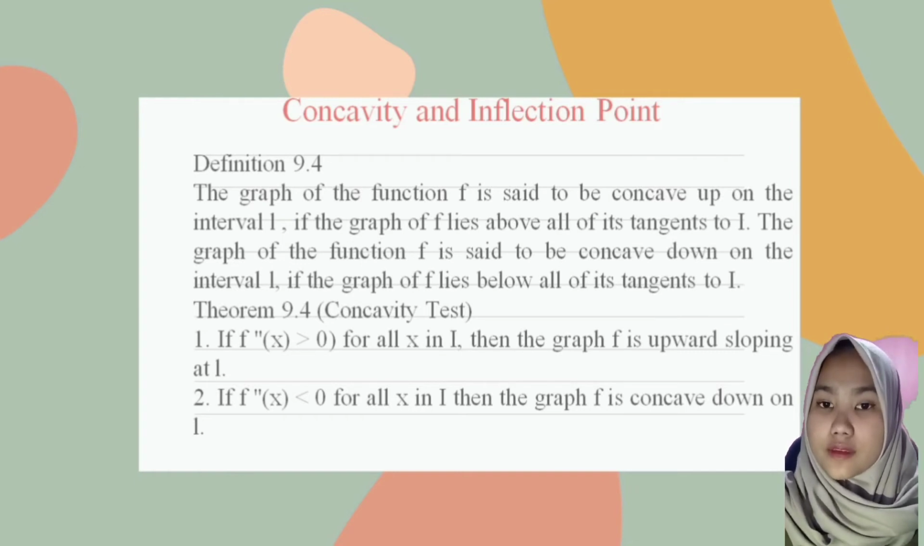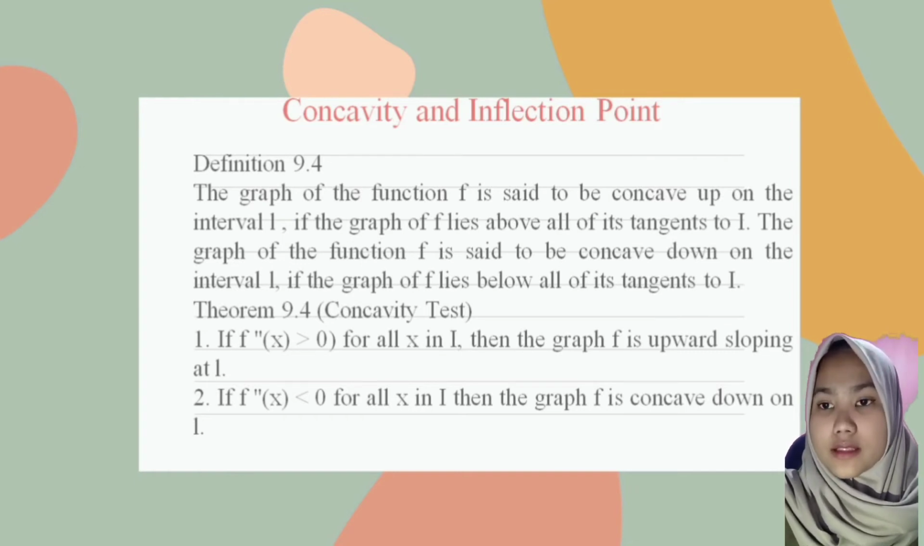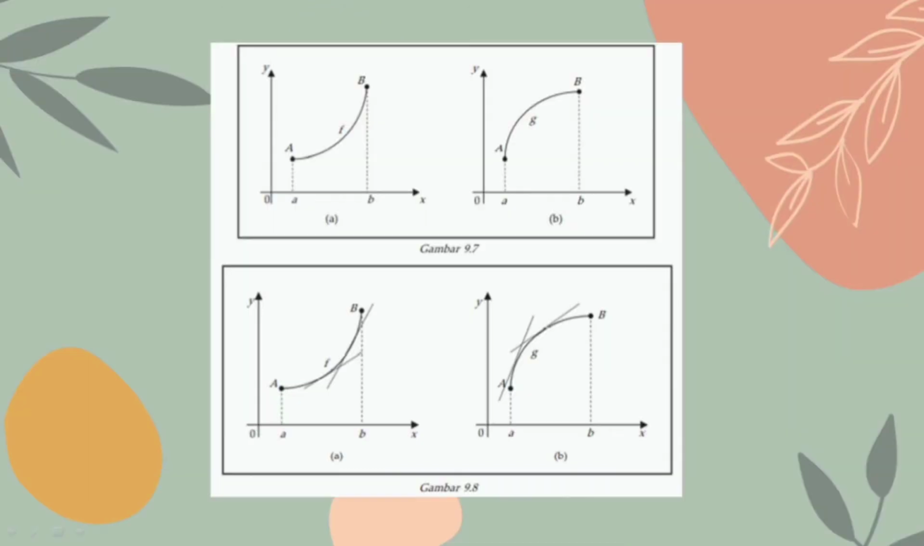Theorem 9.4. Concavity test. 1. If f double prime of x is bigger than 0 for all x in I, then the graph of f is concave up on I. 2. If f double prime is smaller than 0 for all x in I, then the graph of f is concave down on I. This is an example of concavity.